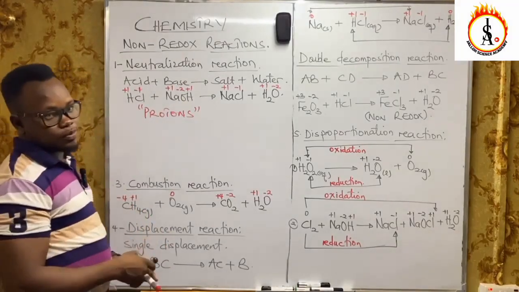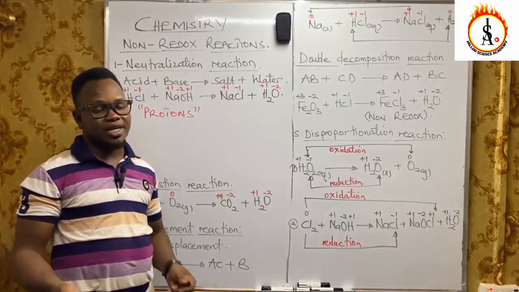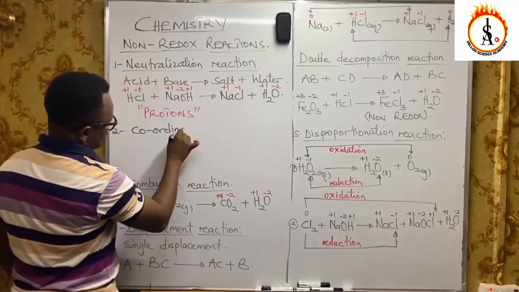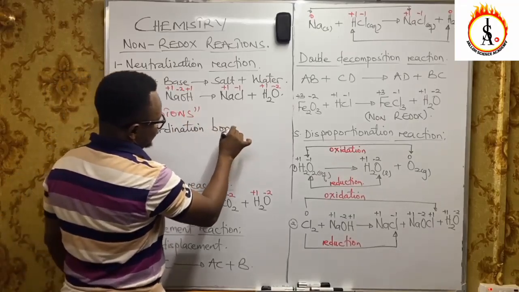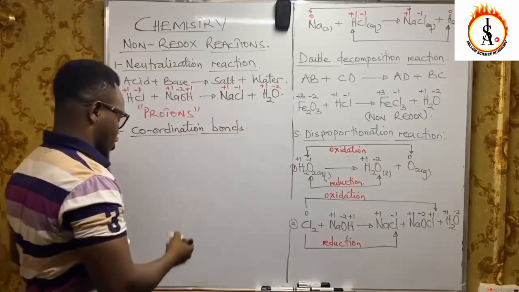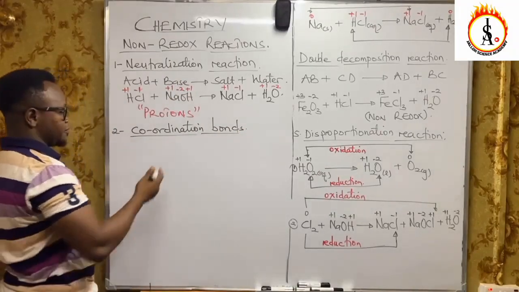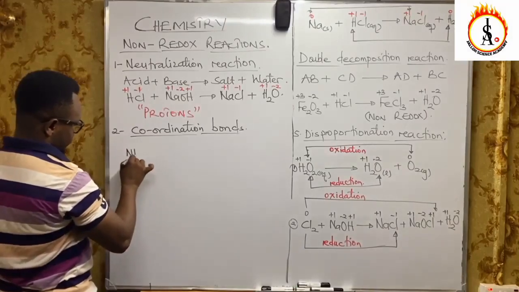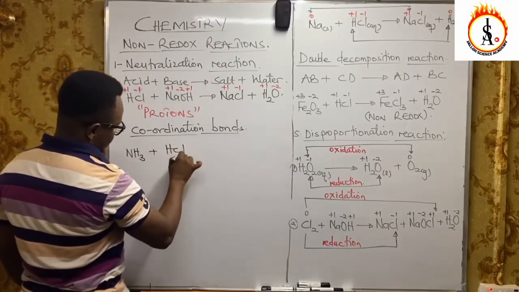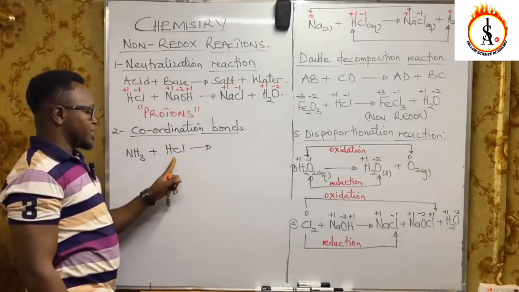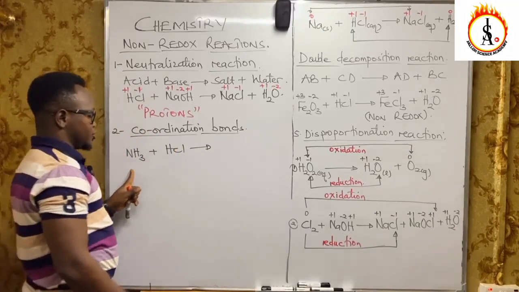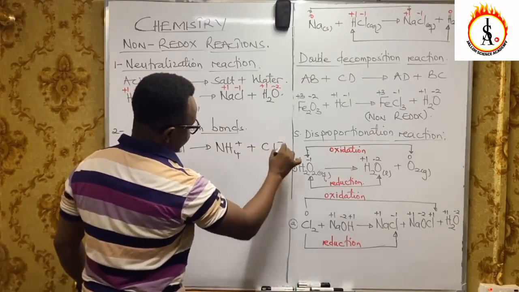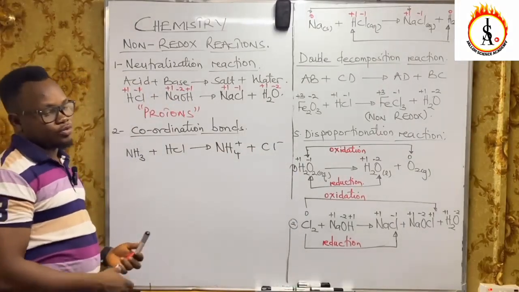Another example we can look at is the process of coordination, the formation of complexes. We call them dative or coordinate bonds. A typical example of a coordination bond is reacting ammonia and HCl. When ammonia reacts with HCl, what happens? The hydrogen is going to be given away to the ammonia. An ammonium ion will be formed, and then you get the chloride ion. So this is also an example of a non-redox reaction.